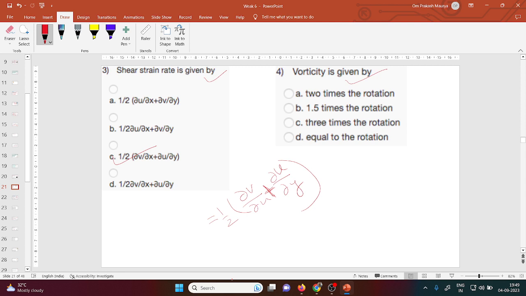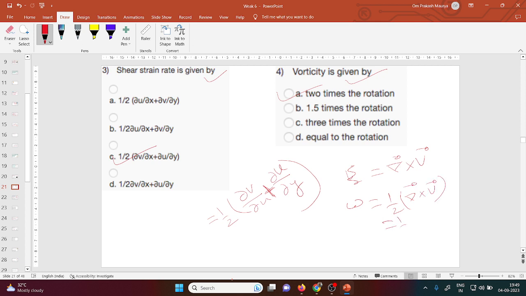And vorticity is two times the rotation. You know vorticity is the curl of the velocity, but rotation is half of the curl of the velocity.